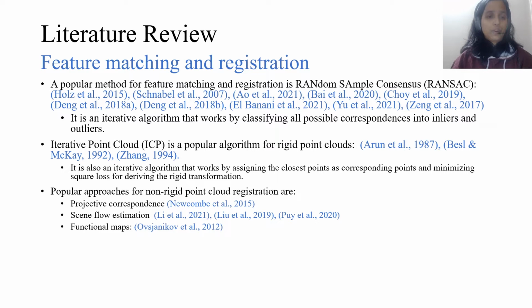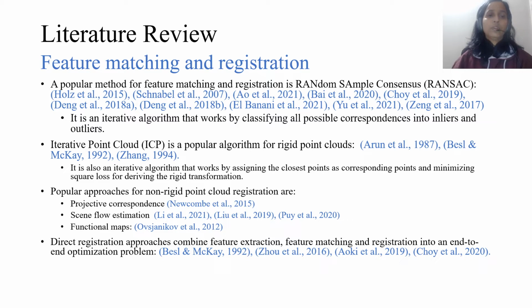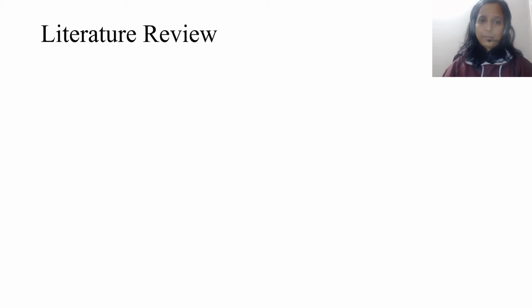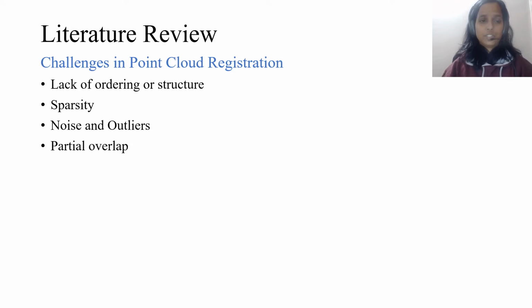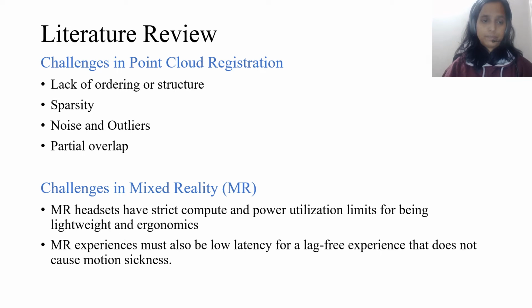Popular approaches for non-rigid point cloud registration are projective correspondence, scene flow estimation, and functional maps. Direct registration approaches combine feature extraction, feature matching, and registration into an end-to-end optimization problem. Some important challenges of point cloud registration are lack of ordering or structure, sparsity, noise and outliers, and partial overlap.